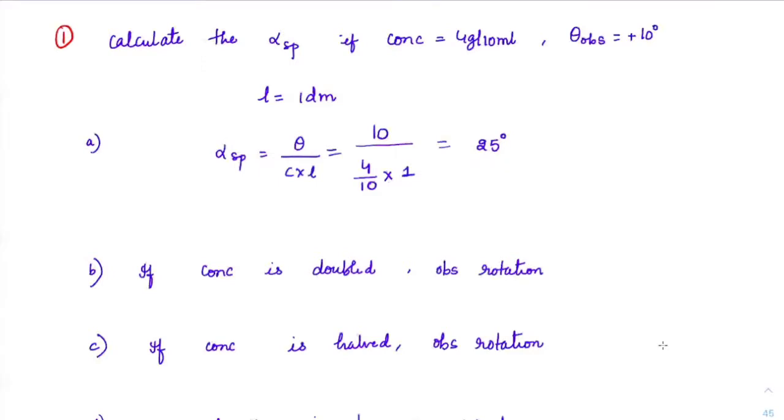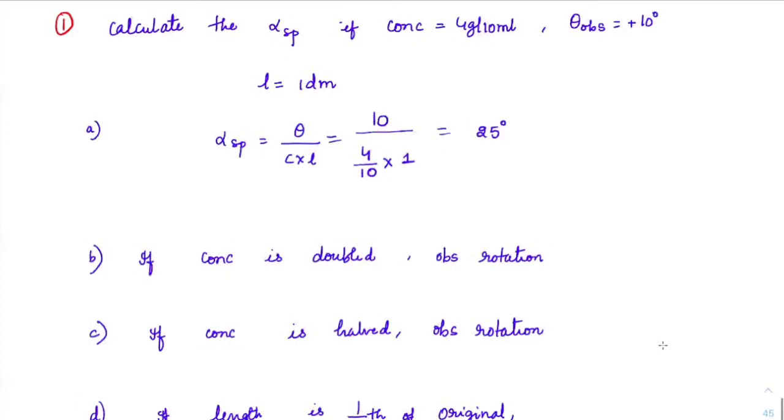Now, suppose in the same question, what can be asked in JEE? It could be asked, okay, now double the concentration and tell me what will be the optical rotation. Tell me how much it will be. 12.5. Check again. Concentration is doubled. Then what will be the optical rotation? You have to find out theta. Sir, alpha specific remains constant. Alpha remains constant, right? Okay, sir. For that same solution I'm talking. For that same solution, alpha will remain constant.